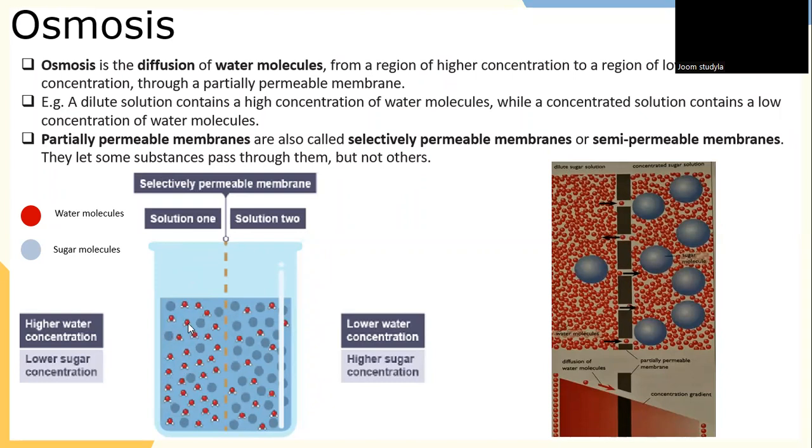If you can see here, on this side there is a high water concentration and a lower sugar concentration. The water molecules can pass through to the other side, where we have a lower water concentration and a high sugar concentration, through what is called a partially permeable membrane. It's the same thing in this diagram. It's trying to explain the same concept of the process of osmosis, where water molecules move from a region of high concentration to a region of lower concentration through a partially permeable membrane.